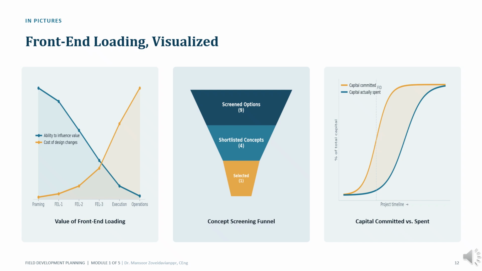The third figure demonstrates the relationship between capital committed and capital spent. A significant proportion of project value becomes committed long before the corresponding money is actually spent. In practical terms, major decisions about facilities, wells, and development strategy often determine future expenditures years before those expenditures occur. Taken together, these graphics reinforce a central principle of FDP. The ability to influence outcomes decreases as the project advances, which is why front-end loading is so important.